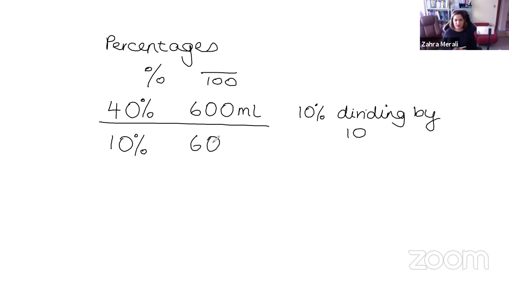And then I'm saying, okay, well, I don't want 10%, I want 40%. But that's 4 times that. So 6 times 4 gives you 24, and I have my 0. So 40% of 600 milliliters is 240 milliliters. So let's take an awkward amount. Let's say we had 67% of 120. So that's not as nice a number. So we kind of go to the stuff that's easy to work out.